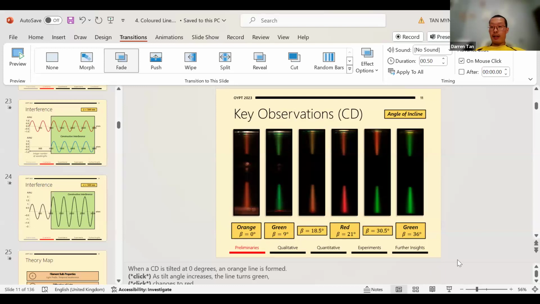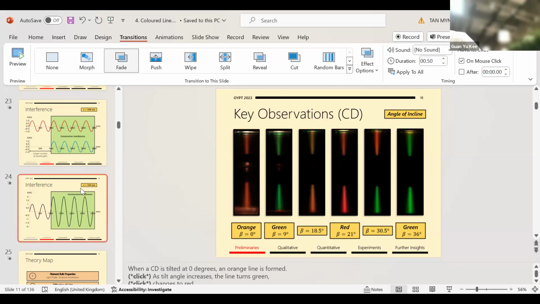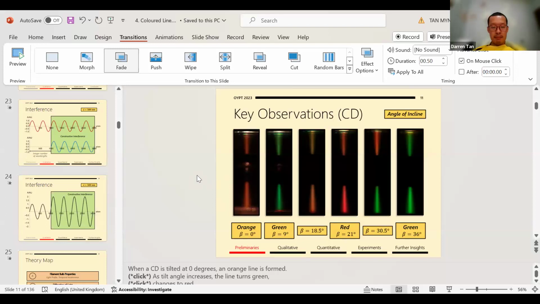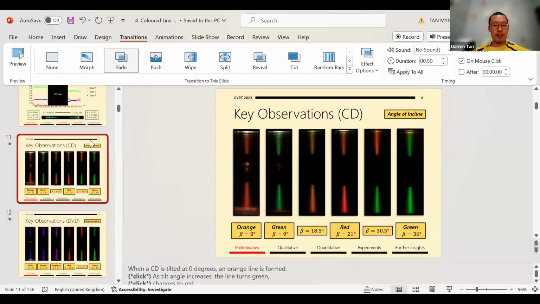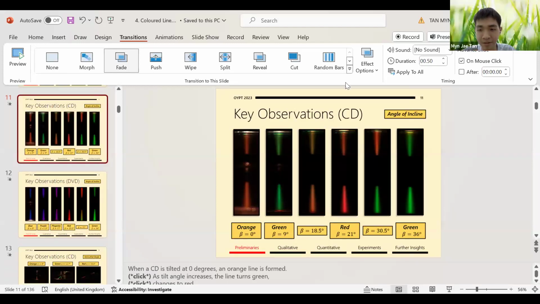Sorry to interrupt. I have a question. Yes, okay, Guan Yu. Why is it always changing to a contrasting color, like from red to green? Okay. In this current slide, right? Let's say we have this current slide. Myn Jae, maybe you make this full screen on this current slide. Sure.